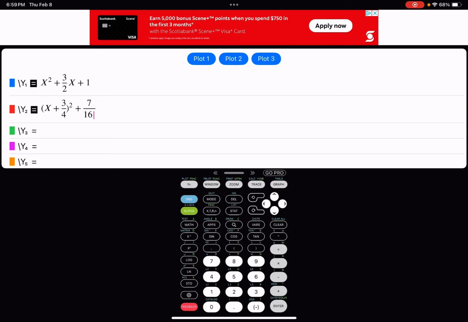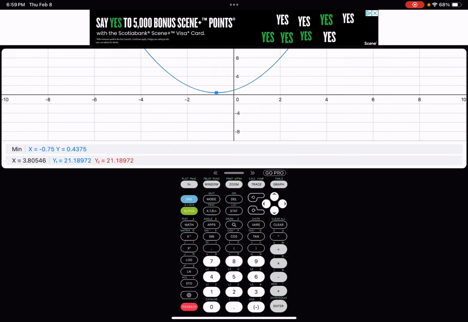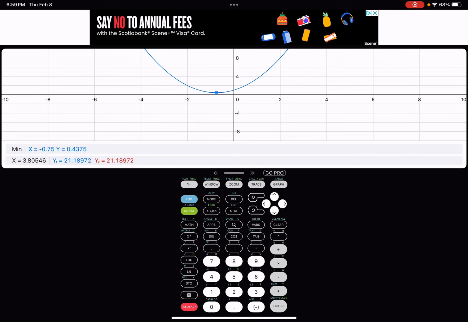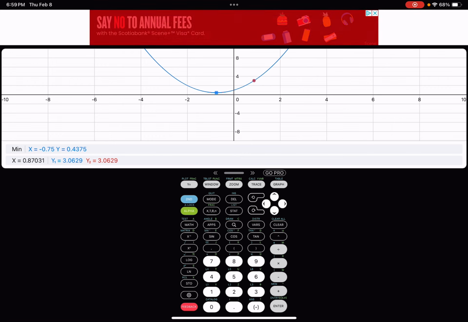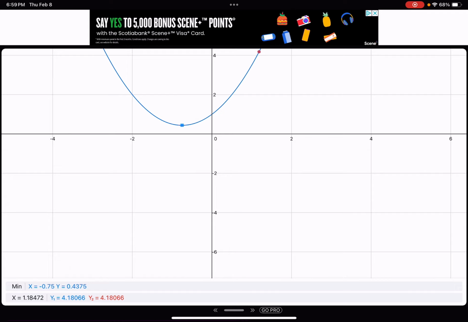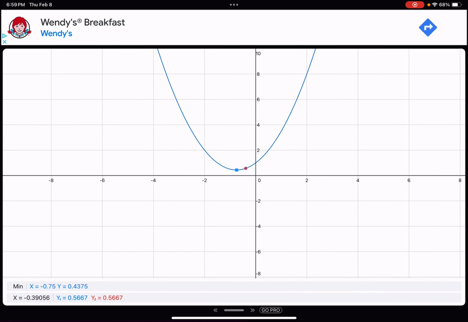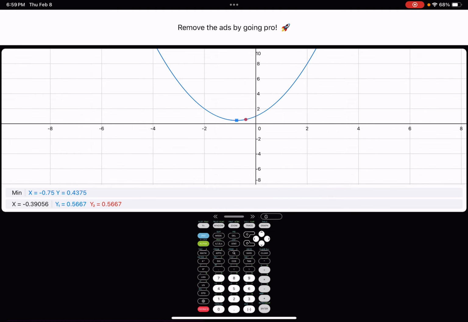When I click graph, to confirm that the two are equivalent, I should have one graph. I should only be able to see the one graph here, which you see, I don't have a second graph on here, meaning that I only do have one graph. If I move this all around and change my window settings, it shouldn't make a difference. Perfect.